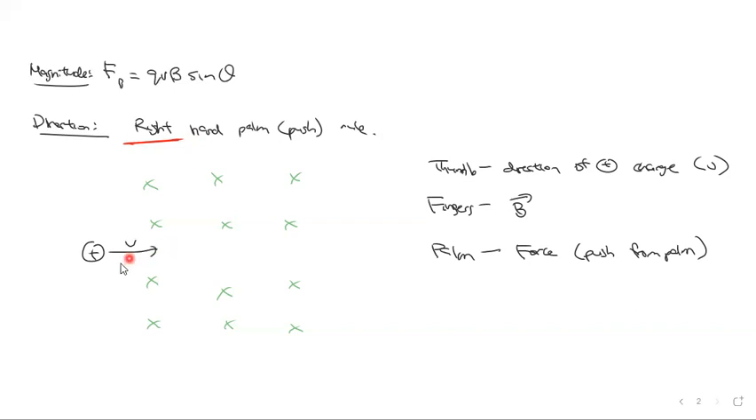With our positive charge going to the right, your thumb will be pointing to the right, and that gives your hand a sort of upward push. So that means your force here would go to the right.